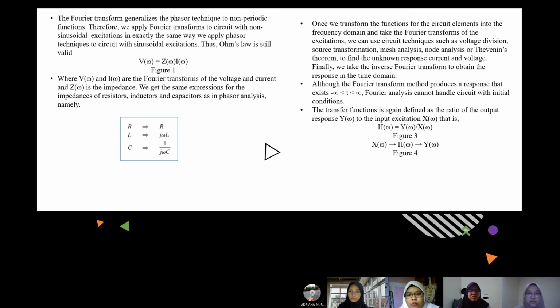The application of Fourier transform in electrical engineering. Fourier transform can derive the phasor technique to non-periodic functions. In Fourier transform, Ohm's law is still valid. To apply Fourier transform to a circuit with non-sinusoidal excitation, we use the same way as applying the phasor technique to a sinusoidal circuit.